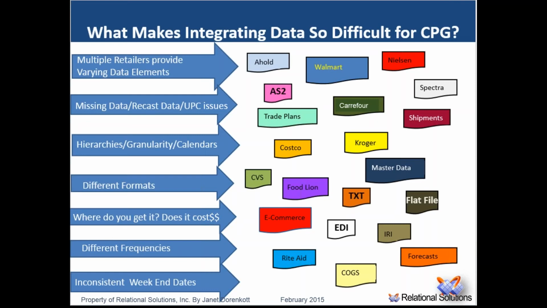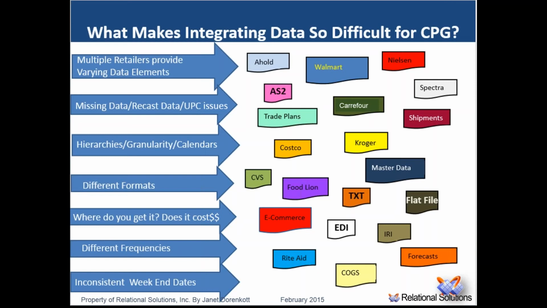They might be just parsing out that information. They all come in different formats, and the UPC issues are very common. In addition, you've got different granularities and different hierarchies for every retailer, and you have different calendars. A Walmart calendar is completely different than most CPG manufacturers' calendars. So how do you align their calendars with your calendars and with the other retail calendars and with the syndicated data provider calendars who have different weekend dates?